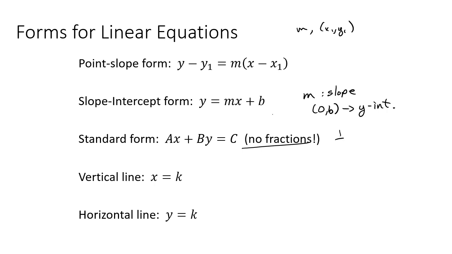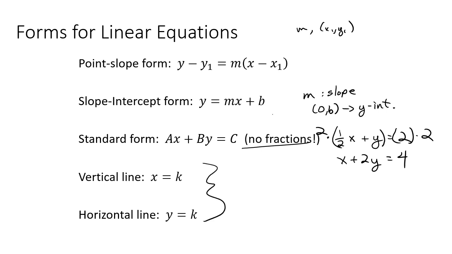So if you've got something like 1/2 x plus y is equal to 2, that's not standard form. If you want to get it into standard form, you basically get rid of the fractions the same way we solved rational equations. Multiply both sides by the least common denominator. And that will convert the equation into standard form. Ax plus By is equal to C. And then we just have the two special cases. x is equal to some constant represents a vertical line. y is equal to some constant represents a horizontal line.